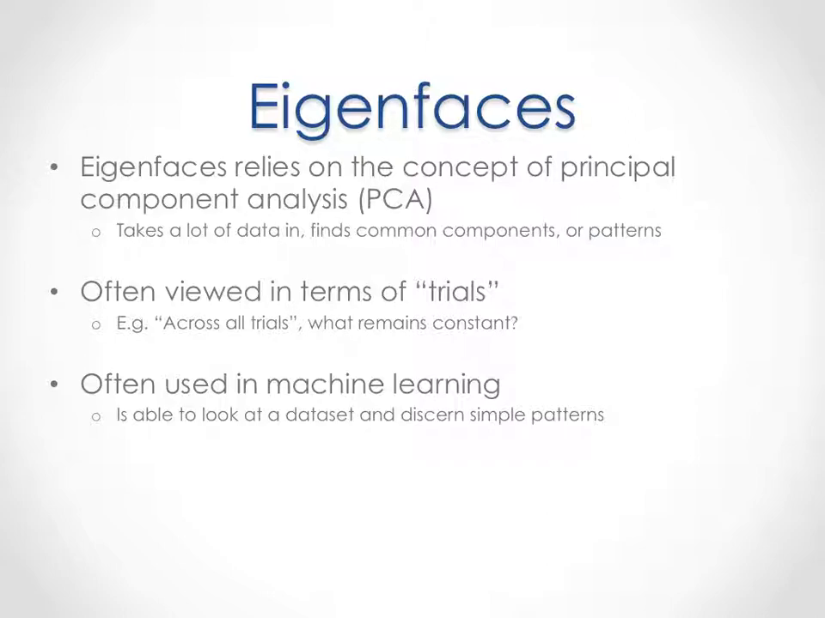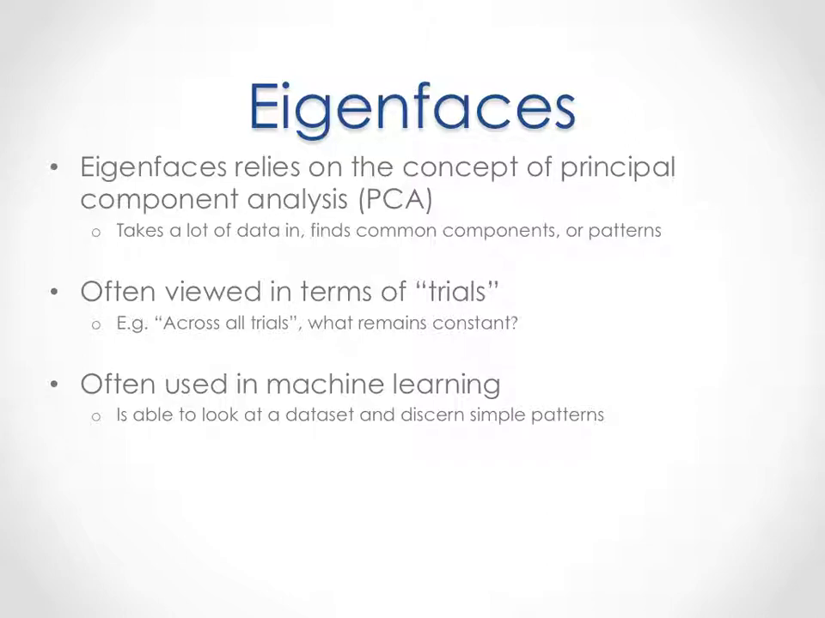PCA is often viewed in terms of trials. We're going to give it multiple trials or multiple columns of data, however we want to look at it, and it is going to find common components or patterns in that data that we give it. So if we give it, say, 500 faces, hopefully it will learn the overall shape of what a face is and what a face means.